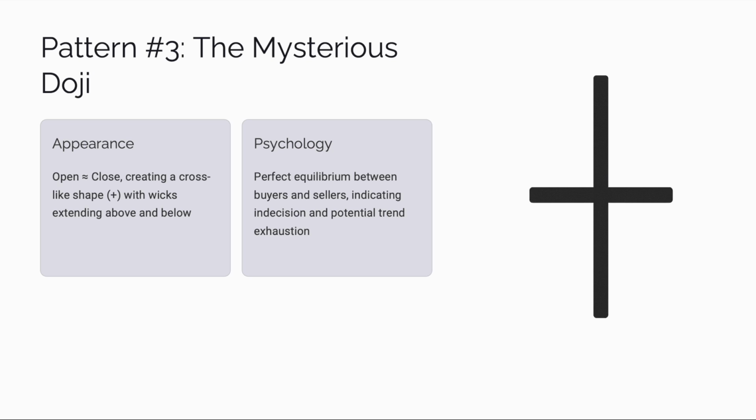potential trend exhaustion. So a bonus tip of playing a doji is that they gain significance when they appear at key support or resistance levels or after an extended trend. So they generally indicate a potential reversal.